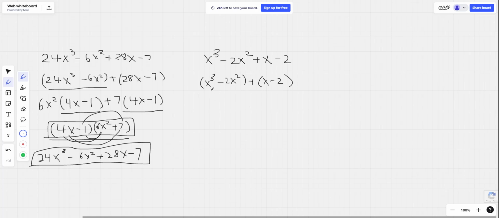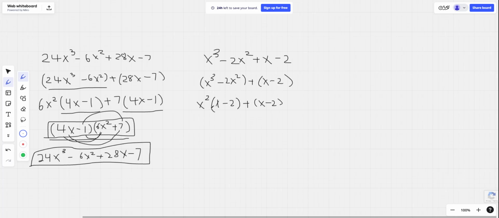So first of all, sometimes you might forget that you can pull out just pure powers of x. So right now there's nothing that goes into 1 and 2, but there is something that goes into both x cubed and x squared, and that is just x squared. And then you complete the factorization here. Now, we can see nothing goes into both 1 and 2, and there's no power of x that goes into both either. So we're just left with x minus 2.